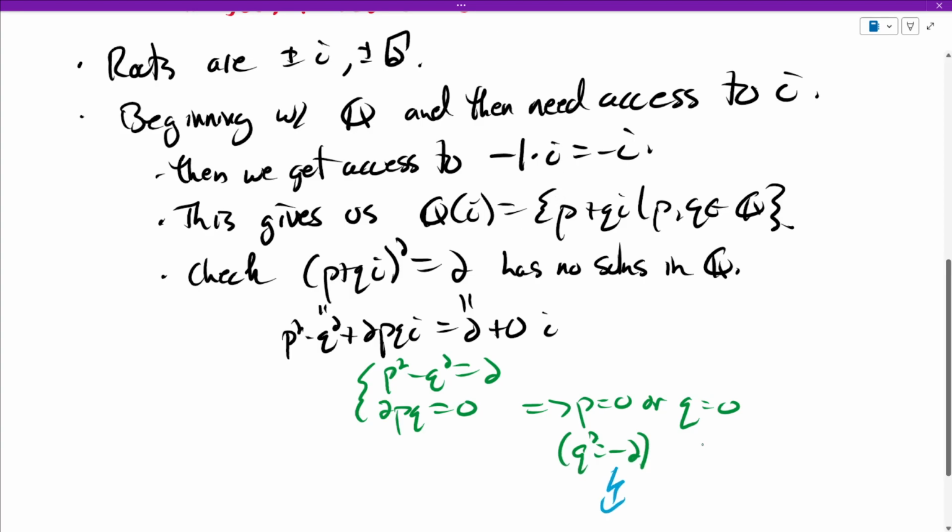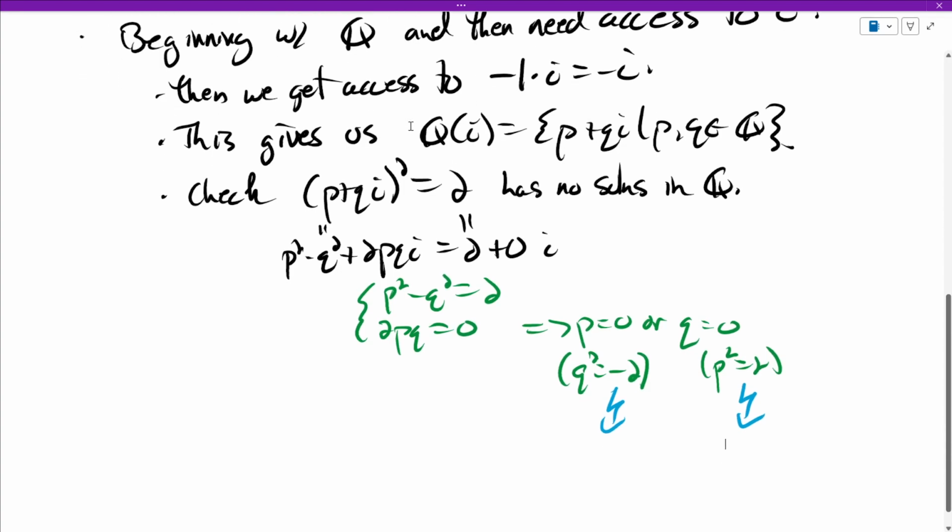And then in the second situation, if q is 0, this would say p squared is 2, which is impossible because p and q are rationals. There's no square root of 2 there. Okay, so this still has no solutions. So when we throw in plus or minus, when we throw in i, we get negative i, but we don't get root 2 and negative root 2.